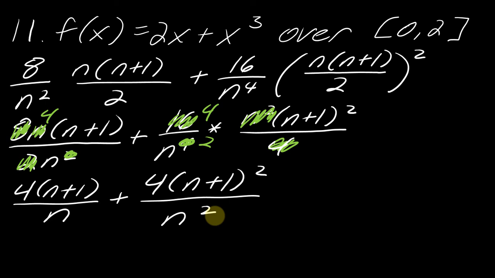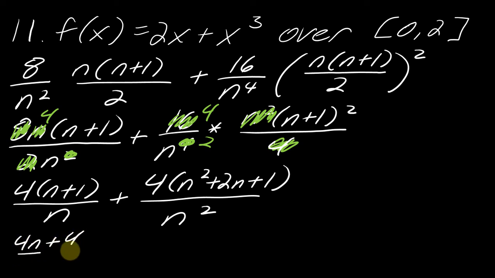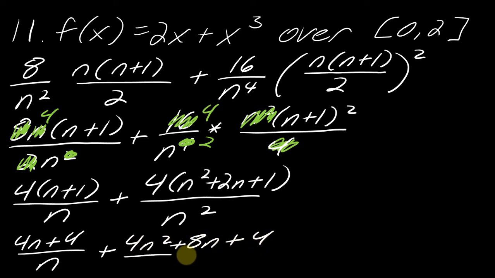And what I want to do is multiply out this n plus 1 squared, so I don't want to take up more space and have to write out more lines. So let me erase this. Let's write out what n plus 1 squared is. So this is n squared plus 2n plus 1. Now I can keep going with this problem. So now I have 4n plus 4 over n and 4n squared plus 8n plus 4 over n squared. So now this is what I need to simplify, so let's clear some space.